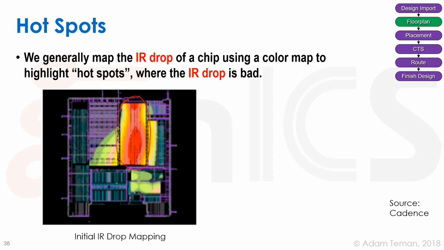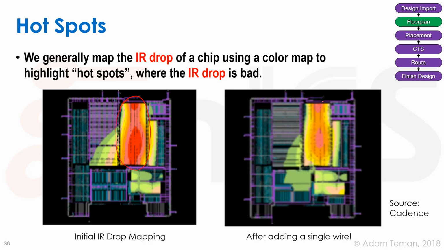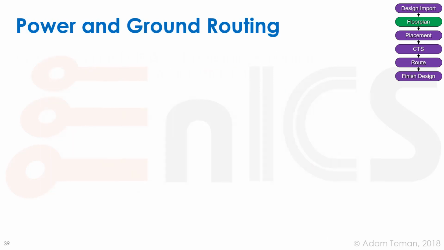We're getting really good IR drop all around, and then this area just gets this really bad red area. Well, what do we see? They just added one stripe of metal, and look how much better it got. So that is what IR drop analysis allows us to do, and helps us fix these potentially failure-prone problems.